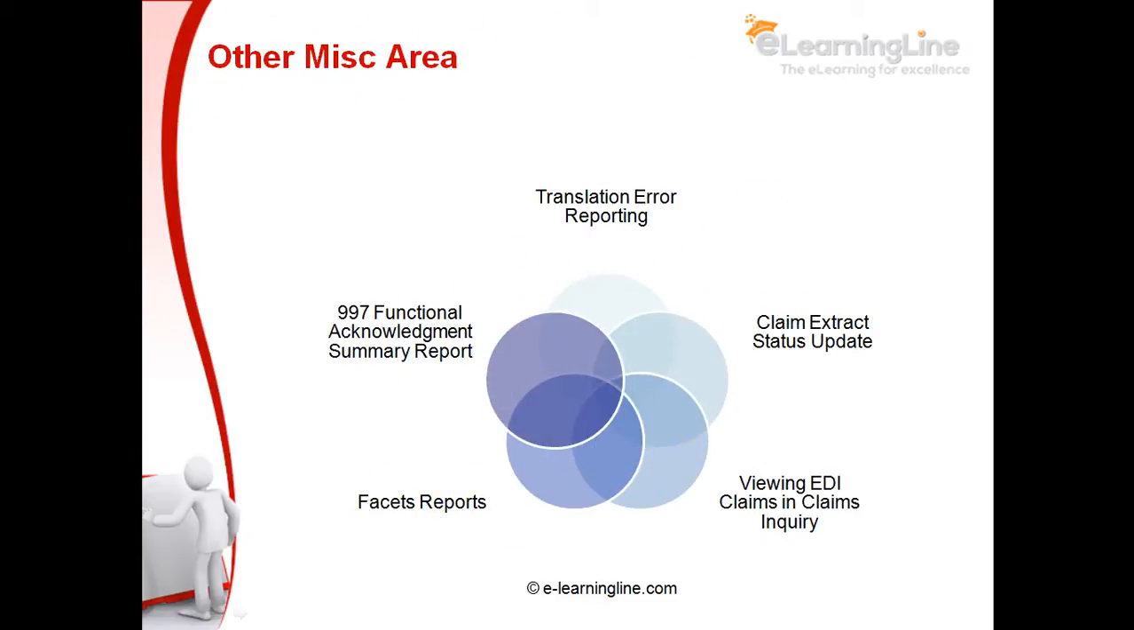Towards the end of the session, you will have a miscellaneous area where there are several topics which are not sub-processes, but are still key for completing the EDI training. So you will learn about the translation, error reporting, claim extract status update, how to view the claim in the claim inquiry, what the Facets reports available are, and we'll also talk about the acknowledgement summary report, which is your 997 function.